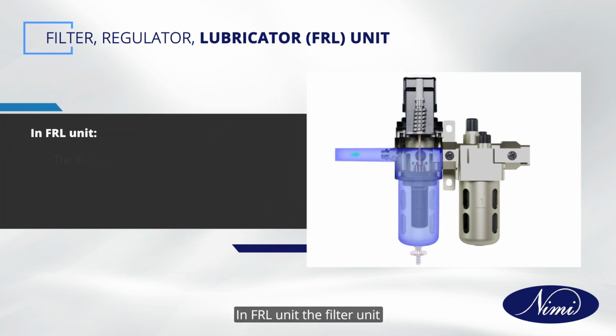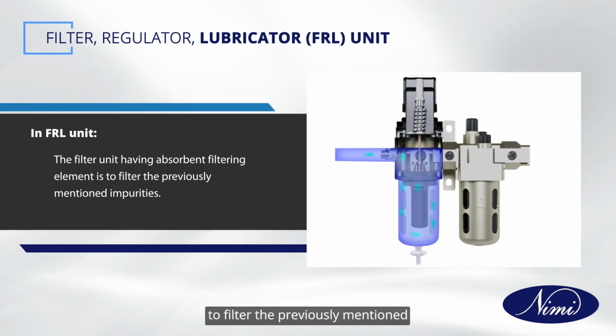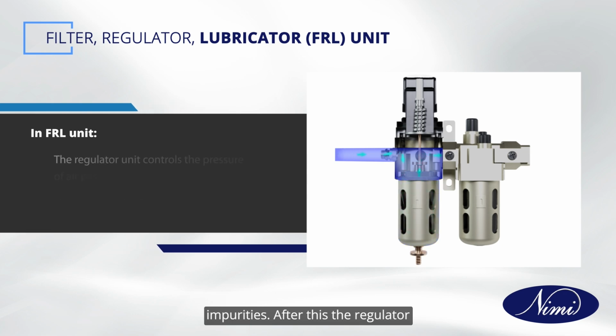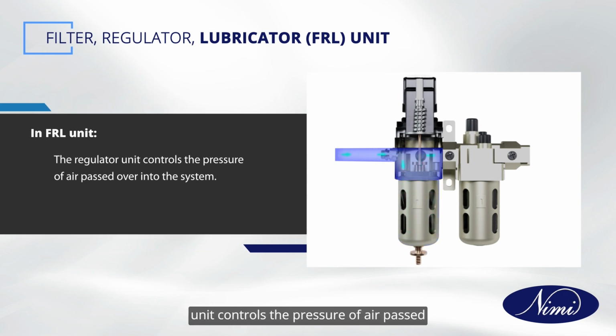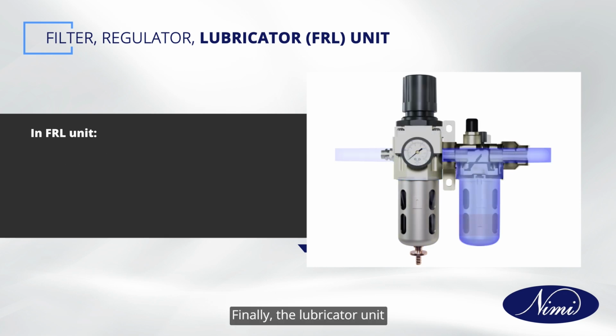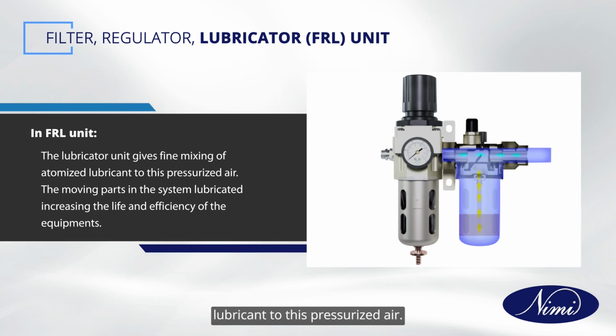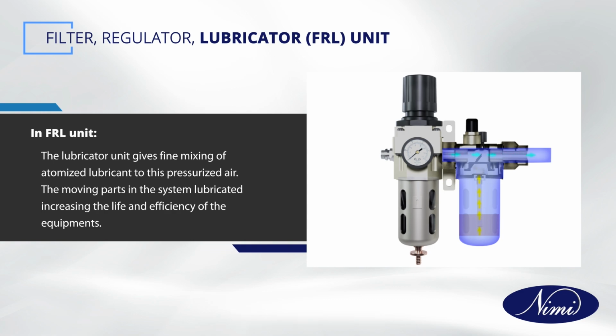In the FRL unit, the filter unit having an absorbent filtering element is to filter the previously mentioned impurities. After this, the regulator unit controls the pressure of air passed over into the system. Finally, the lubricator unit gives fine mixing of atomized lubricant to this pressurized air. Due to this, the moving parts in the system get lubricated, increasing the life and efficiency of the equipment.